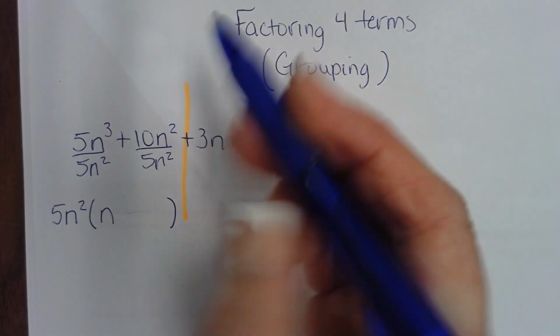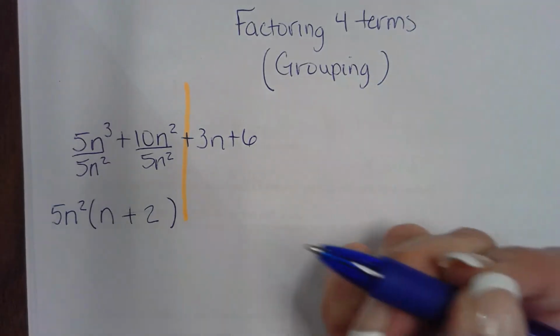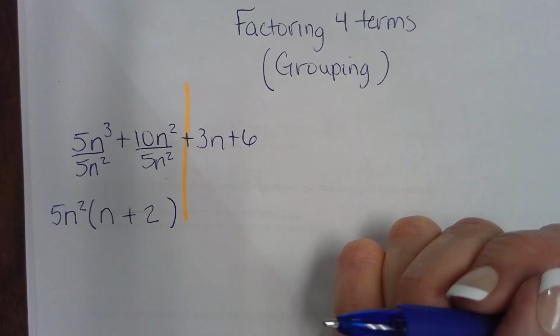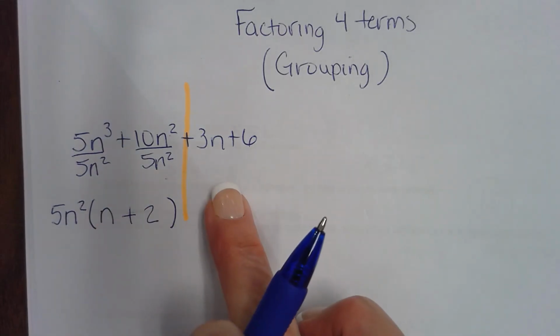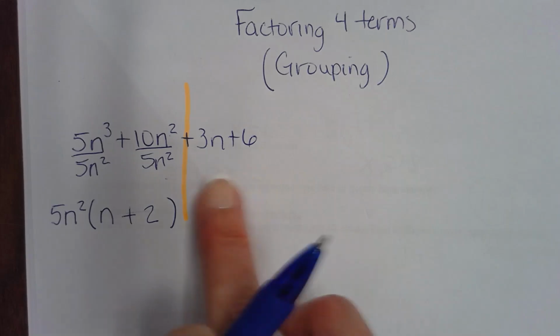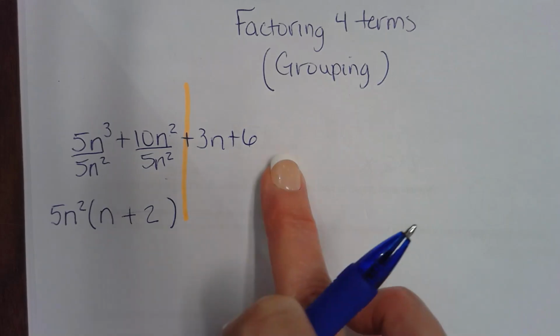10 divided by 5 is 2. N squared's canceled. Okay, now I'm done with that. I'm going to come over here. What's my greatest common factor between these 2 terms?